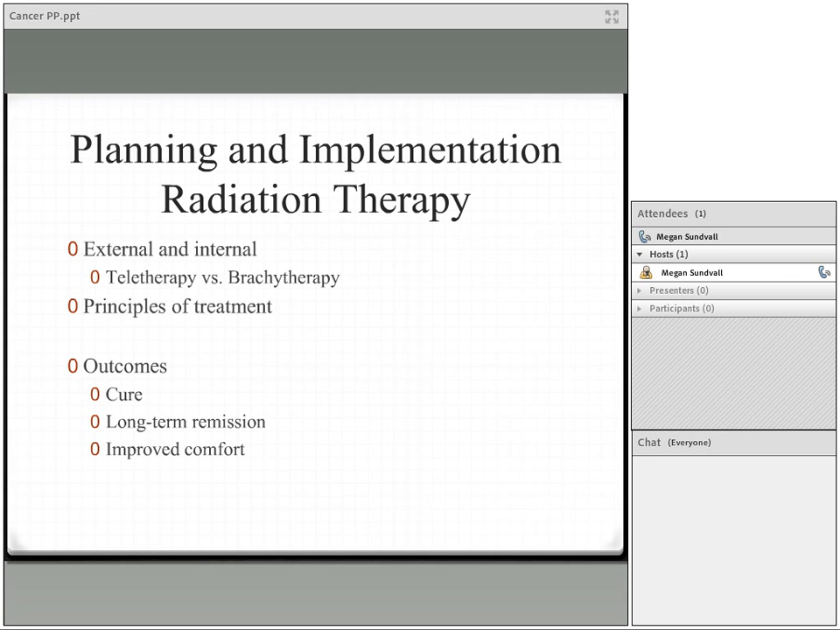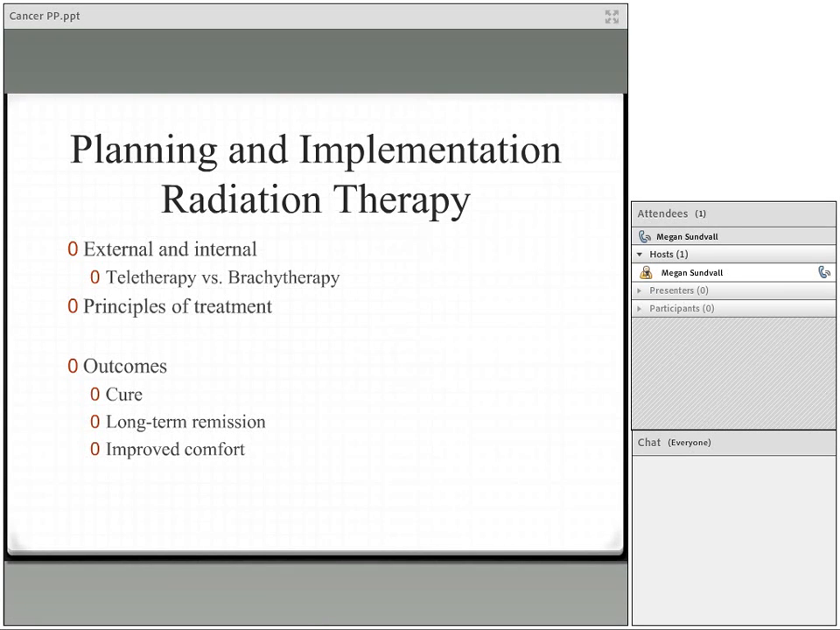Moving to the top of this slide, external and internal. We talk about teletherapy and brachytherapy. Here we're using high energy ionizing rays to damage or kill cancer cells by preventing them from growing and dividing. This is a localized treatment because only cells in the area are being treated or targeted. And then they may also include areas with common metastasis.